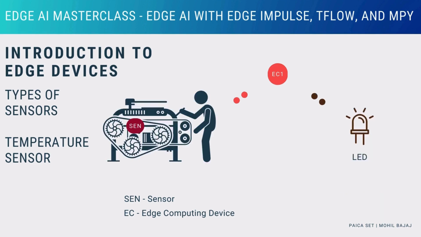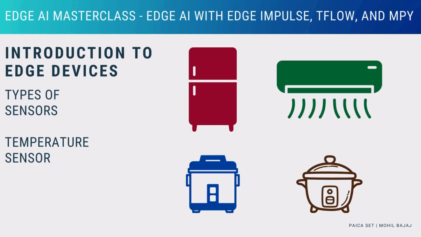In factories, these sensors prevent overheating of critical equipment, maintaining efficiency, and ensuring safety. They are also used in home appliances. Some popular appliances which use temperature sensors are refrigerators, air conditioners, rice cookers, and curd makers.